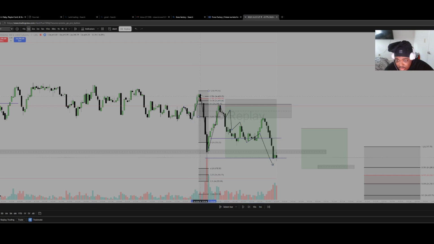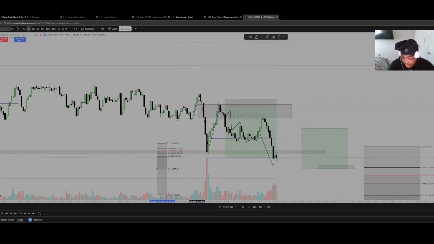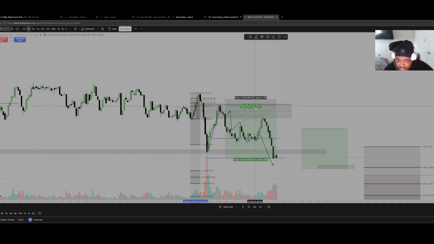And what I always say, you fib the wick high to the body low. Once you fib that wick high to the body low, it gives you all this OTE range. You set a limit right here, target resting liquidity or previous low, you hit the trade.